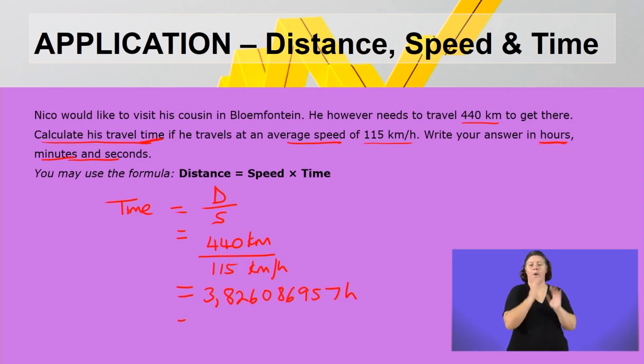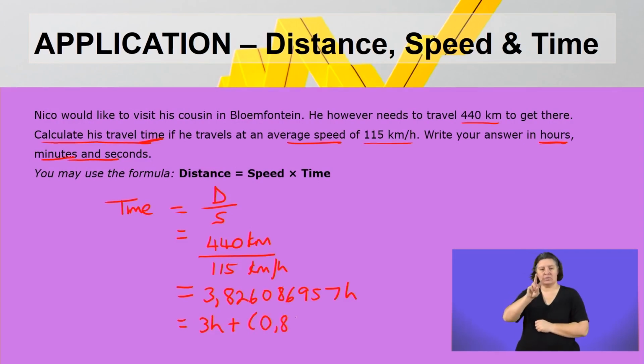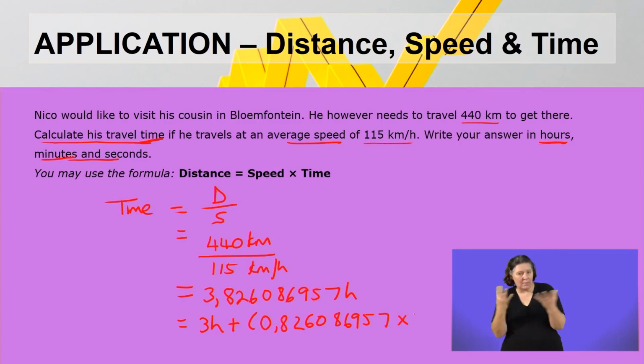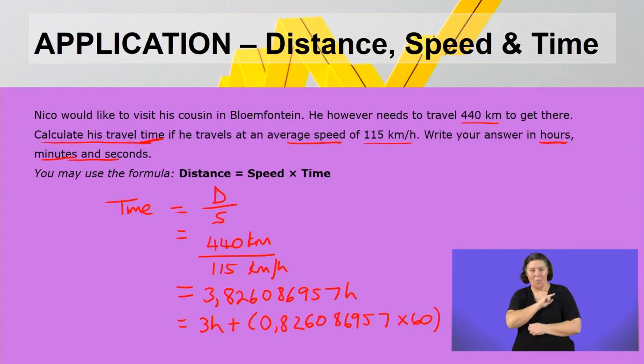So therefore, I'm going to take the 3 away. That's 3 hours. Plus, what's left when I take the 3 hours away, I'll be left with 0,826086957. And I will multiply this by 60 to go now to minutes. All right, so minus 3 equals the 0,82, and then I multiply that by 60.